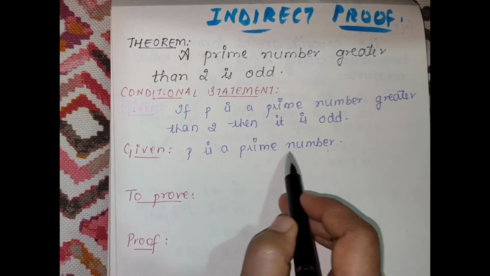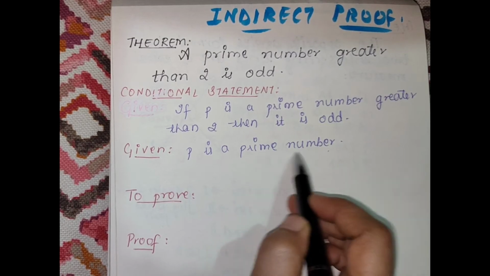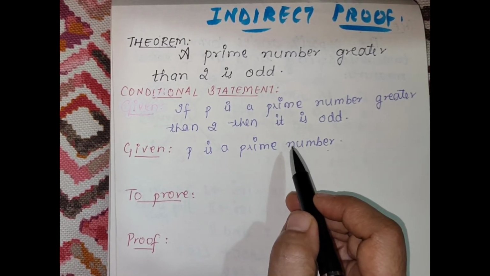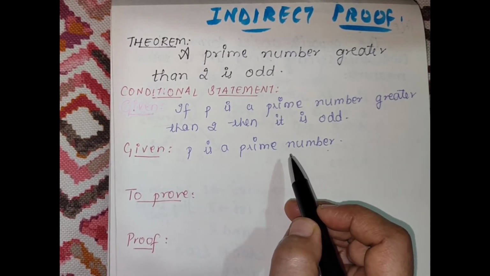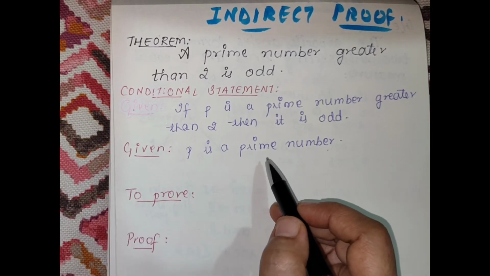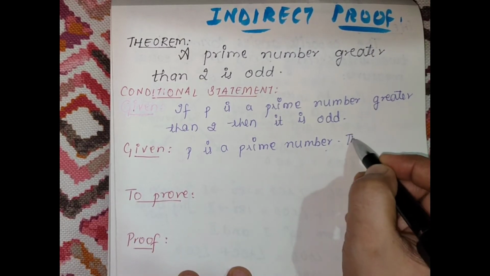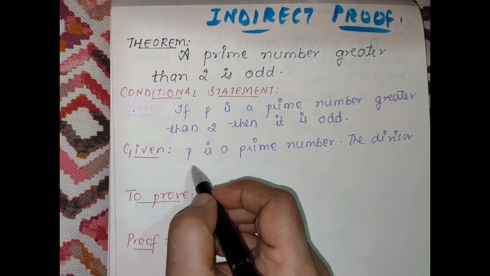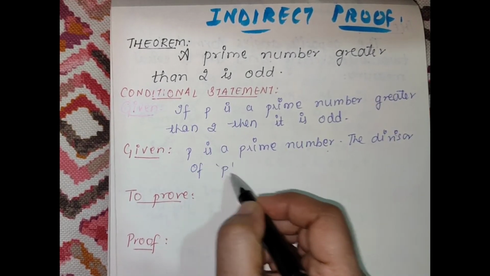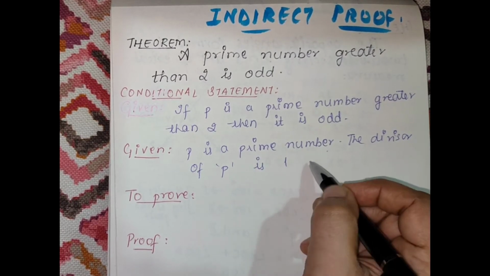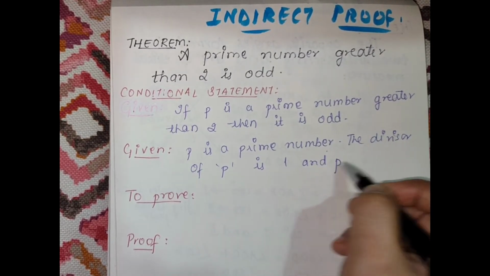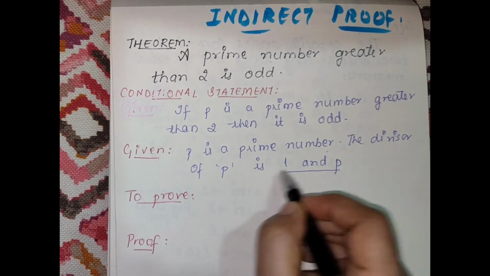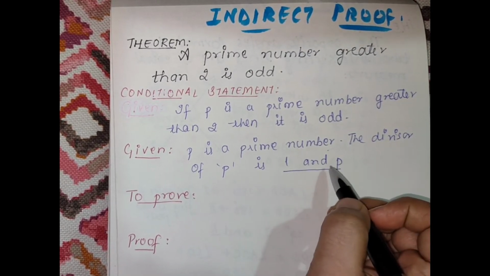Now prime number means what? Already I have told you, prime number means its divisors are only two: the number 1 and the number itself. So the divisors or the factors of a number P are 1 and P itself. These are the two divisors. Okay.